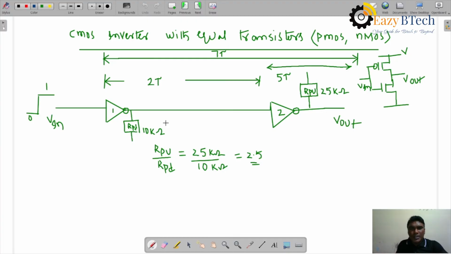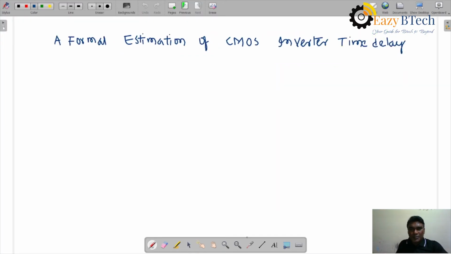The second is how much than this one? Let us take 2 tau. Then it is the multiplication by the second pull up resistance ratio, right? That gives the total time delay from input to output. If the resistance is not given, we use a formal estimation of CMOS inverter time delay. It can be taken in two ways.